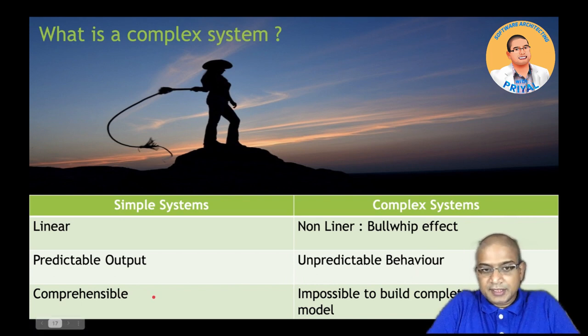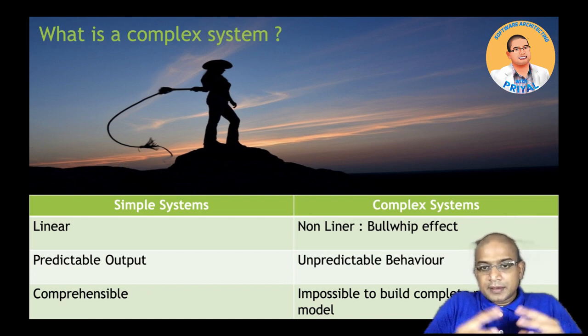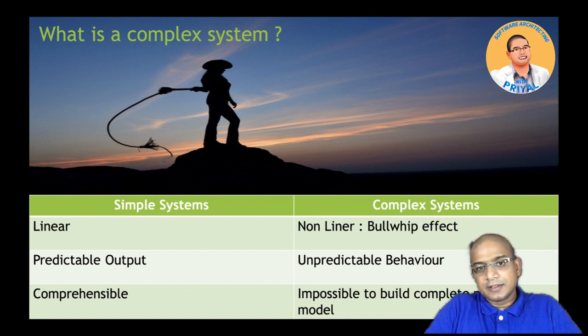Simple systems are also comprehensible. That means you can build a mental model of that particular system without much effort. How the system works can be modeled in a single human mind, so an average person can build a mental model. But complex systems are not like that. You cannot build a simple or complete mental model of a complex system. So those are the main differences.